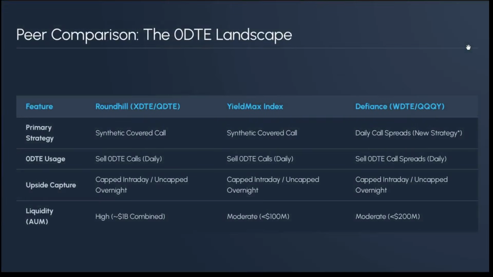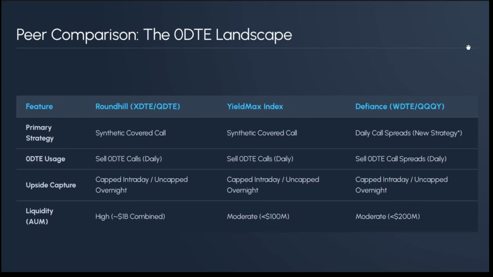Right, we do a peer comparison, right? The 0 days-to-expiration landscape. We're going to be comparing it to its peers, YieldMax and Defiance, right? So the Roundhill primary strategy is synthetic. YieldMax also uses synthetic. Defiance uses a daily call spread, right? It's the new strategy for them. Zero days-to-expiration usage: Roundhill sells zero-DTE calls on the daily. So does YieldMax, and so does Defiance, but they use call spreads.